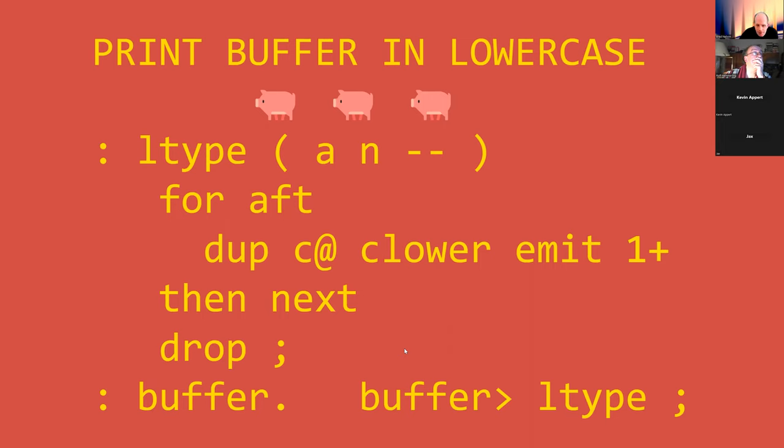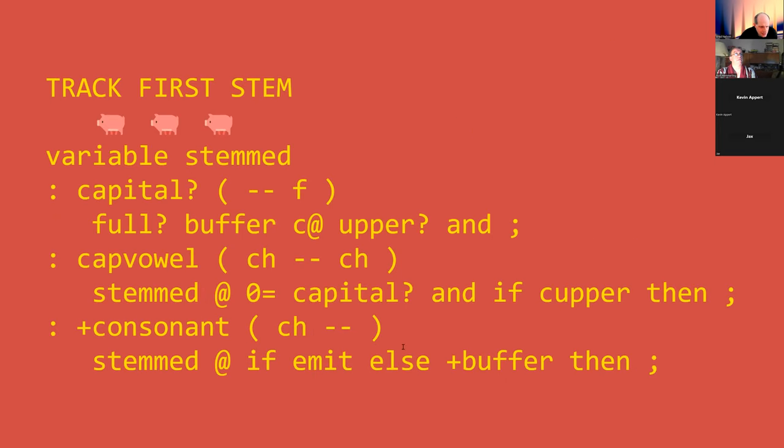And then I have a word called L-type that can print something in lowercase. And I have a word to print the buffer in lowercase. And using that, I have a word to check if the buffer is capital, and then a word that will capitalize letters only if the first word in the stem buffer is capitalized. And then I have another word that will add a consonant to the buffer, and it will decide based on whether the stem is already done, whether to add that word to the buffer or to just go ahead and print it.